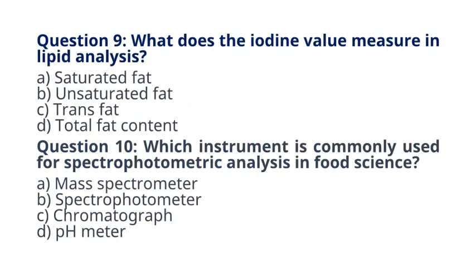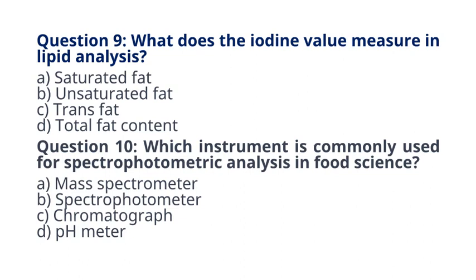Question 9. What does the iodine value measure in lipid analysis? A. Saturated fat. B. Unsaturated fat. C. Trans fat. D. Total fat content. The correct answer to question 9 is option B. Unsaturated fat. Explanation: iodine value is a measure of the unsaturation level in fats and oils.